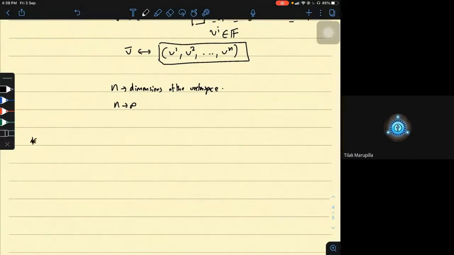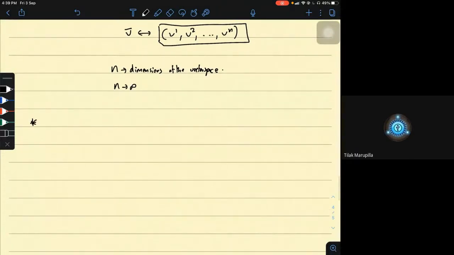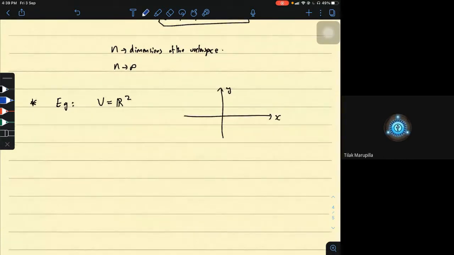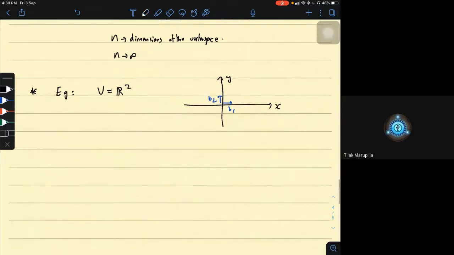So let's look at some examples. So the first example will be V equal to R squared. That is the two-dimensional plane. You have x, y coordinates, which you're used to. And here the basis elements are basically a line along the x-axis and a line along the y-axis. So I can represent my B1 itself as a sum of, say, B1.